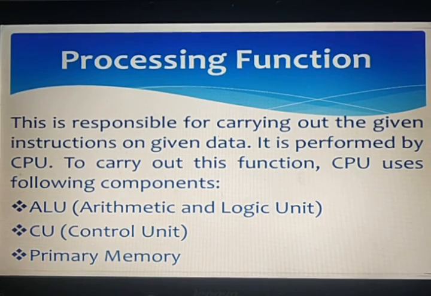And third one, primary memory. This memory is made available to the CPU to store data and instructions being processed. Memory is used to store the data. You know that every program that is going to be processed must be present in the primary memory.